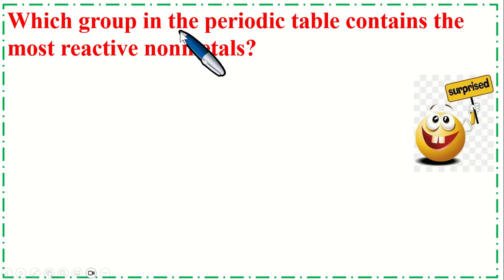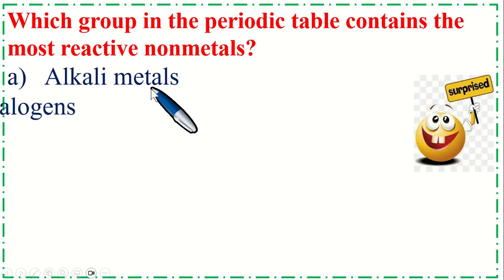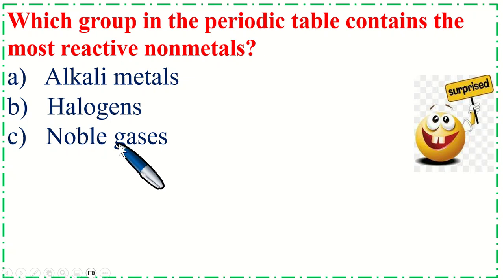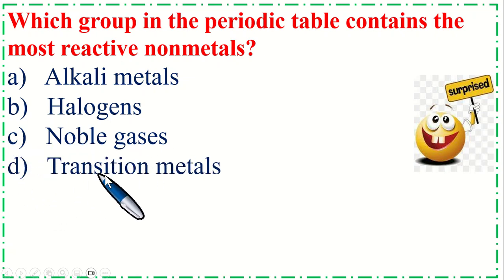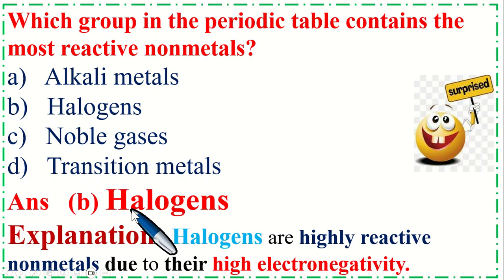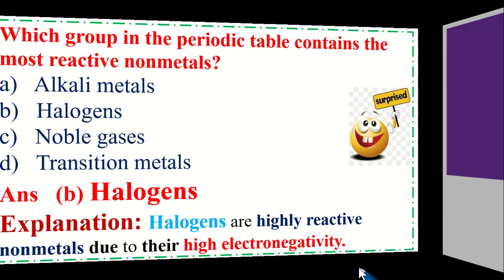Which group in the periodic table contains the most reactive nonmetals? Option A, alkali metals. B, halogens. Option C, noble gases. And option D, transition metals. So the correct option is B, halogens. Explanation is halogens are highly reactive nonmetals due to their high electronegativity.